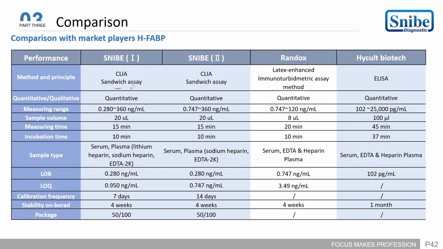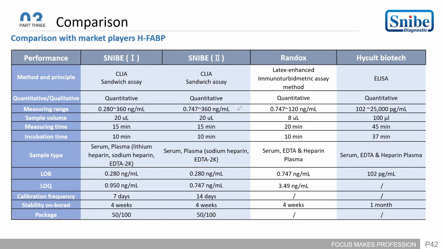So if we look at the method principle, they are based on chemiluminescence and the sandwich assay. The Randox is based on an immunoturbidimetric assay method with latex-enhanced technology, while the ELISA is an enzyme-linked immunosorbent assay. And if we talk about quantitative analysis, yes, all three competitors, including the SNIBE, Randox and Icolate Biotech, have a quantitative analysis of HFABP assays.